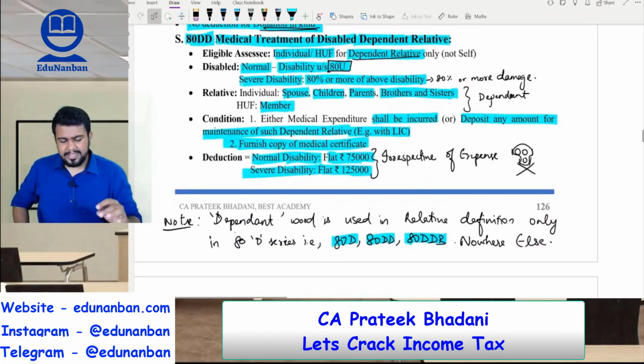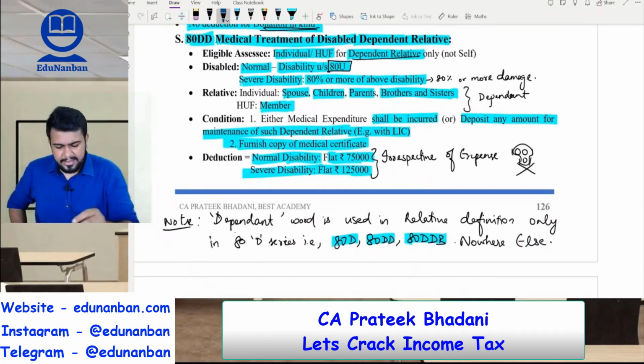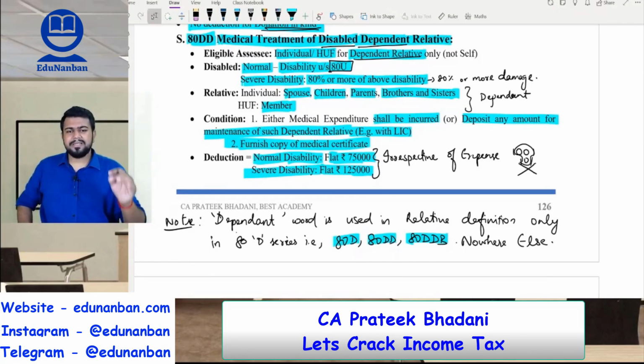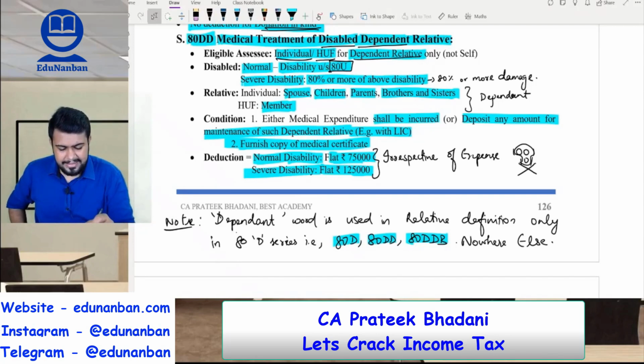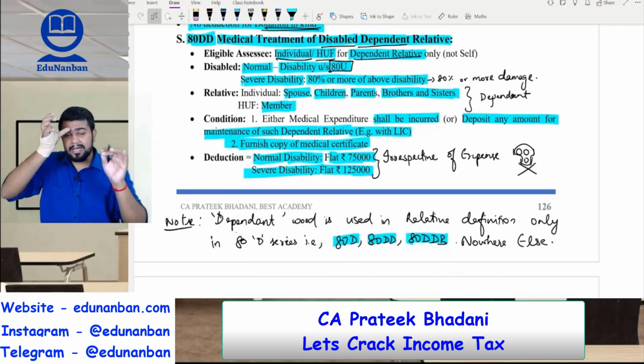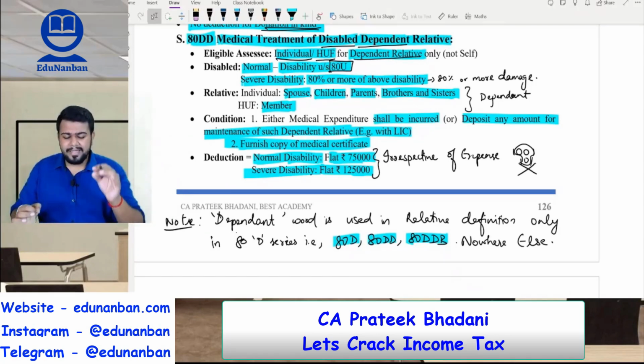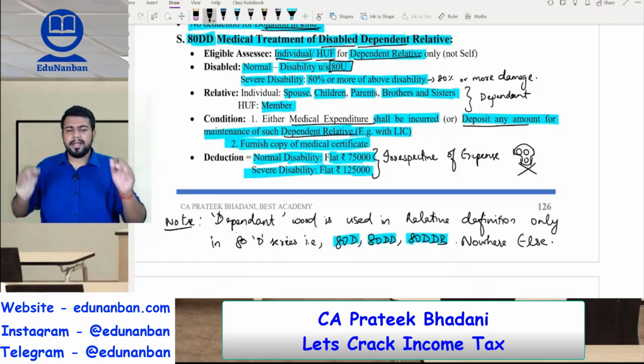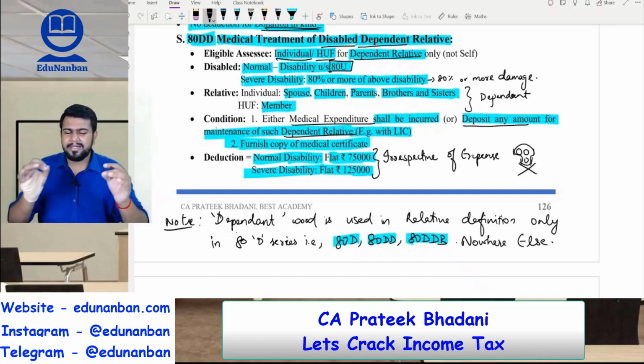Next, section 80DD. DD means what, sir? DD means disabled dependent. So this deduction is allowed to an individual and HUF assessee, not for themselves. It is allowed only if they are incurring any medical expenditure or any other expenditure like depositing in insurance, etc., for the purpose of their dependent relative. It is allowed to whom? It is allowed to an individual or HUF if they are incurring any medical expenditure or they are depositing any amount for the purpose of their dependent relative.